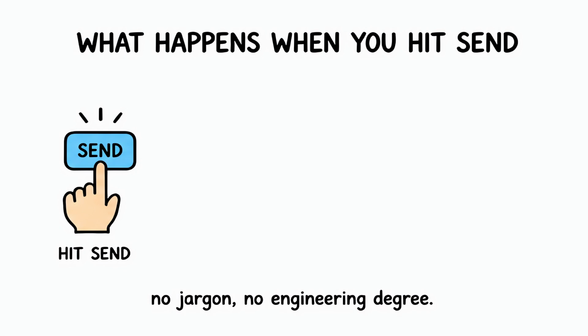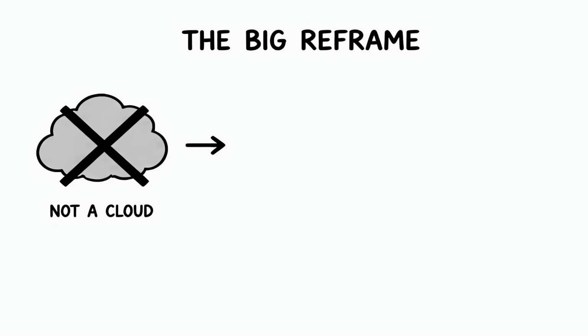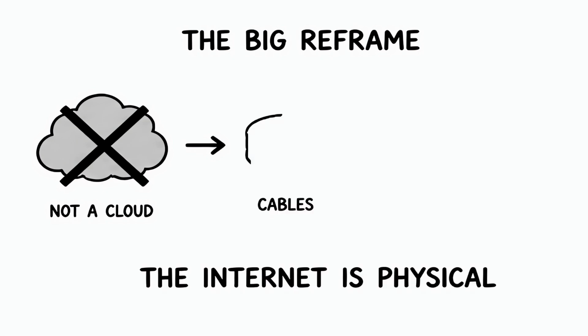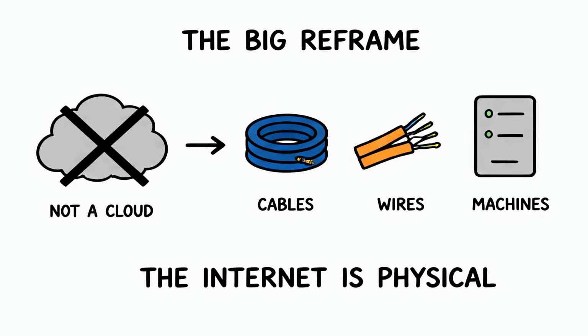No jargon, no engineering degree, just a calm walk through the real machines and wires that make the internet feel instant. Here is the first big reframe. The internet is not a fuzzy cloud floating somewhere above your head. The internet is physical. It is real cables, real wires, and real machines spread all over the world.